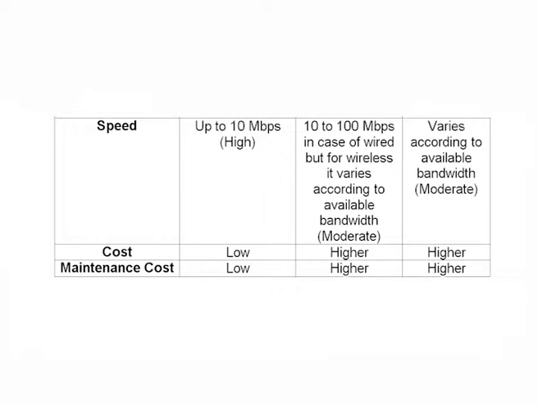The cost: the LAN has a low cost, the MAN has a higher cost, while WAN has the highest. The maintenance cost for LAN is low, but for MAN and WAN it is very high.